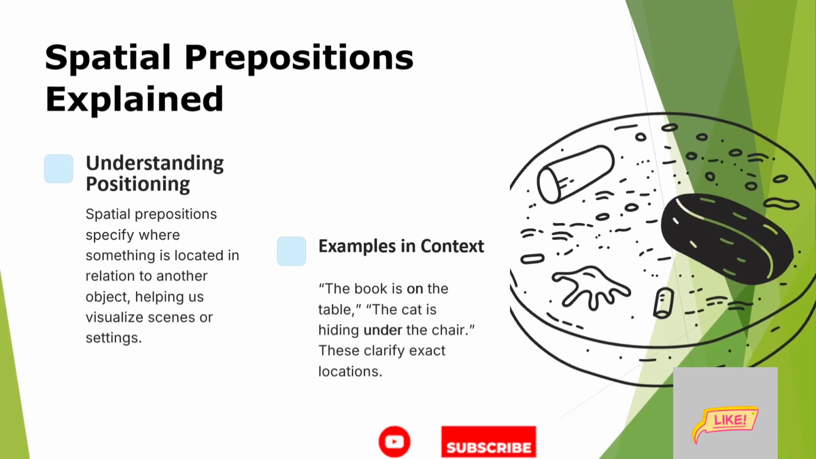Spatial prepositions explained. Understanding positioning. Spatial prepositions specify where something is located in relation to another object, helping us visualize scenes or settings. For example, the book is on the table. The cat is hiding under the chair. These clarify exact location. Number one, spatial prepositions.